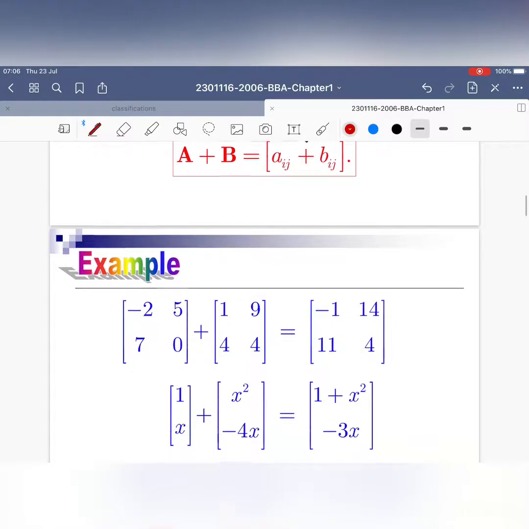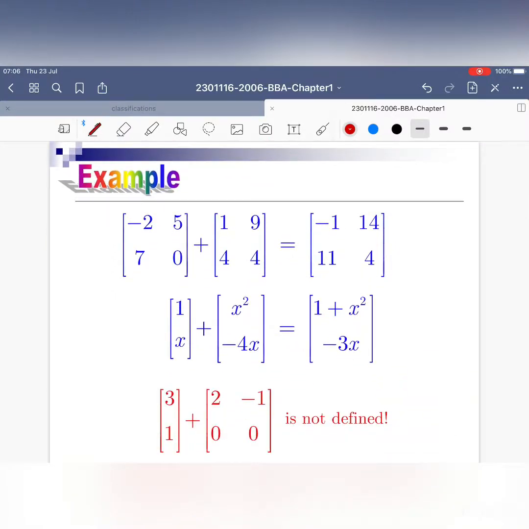For example, this is a 2 by 2, this one is also a 2 by 2, and you need to add them. So at first, negative 2 and 1 becomes the first entry A11, in the first row and first column. Then the second position, first row and second column, is 5 and 9. This one is 7 and 4. This is 0 and 4. After you do the addition, the result becomes negative 1, 14, 11, and 4.